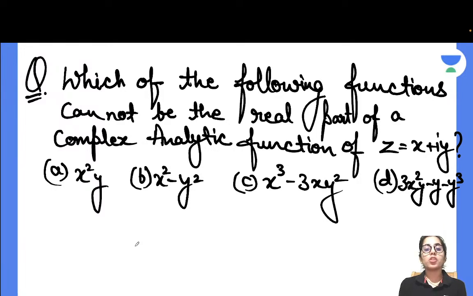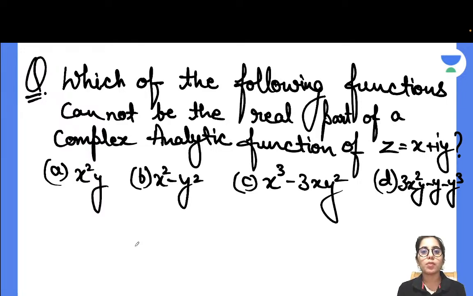So, guys, let me tell you what you have to observe and what you can use to work on any such type of questions. They have asked which of the following functions cannot be the real part of a complex analytic function of Z. So, cannot be, right? To get the right answer, we mainly need to understand the conditions for any function to be the real part or the imaginary part of an analytic function.